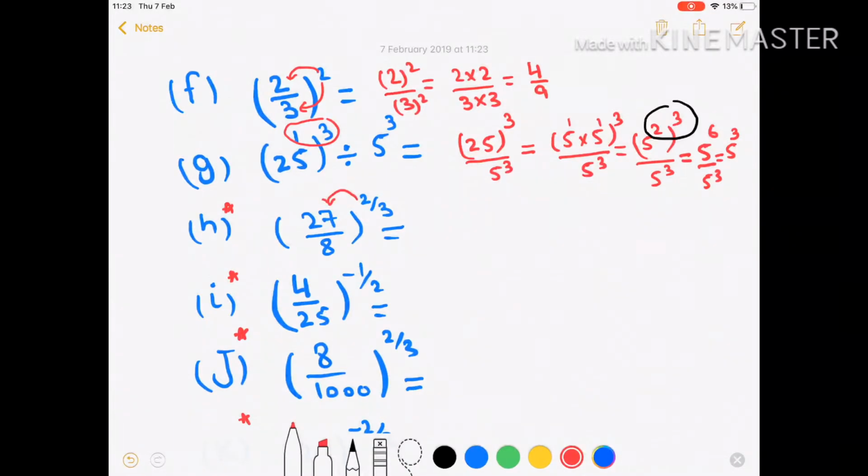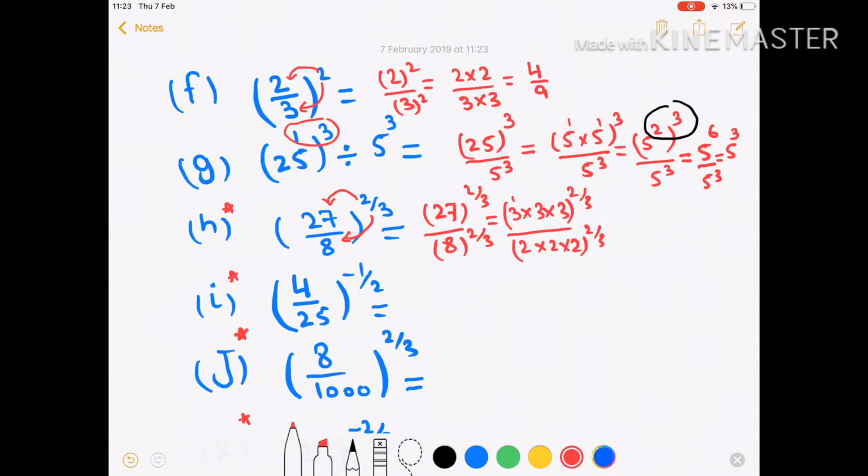Next question, H. Inside the bracket, the power belongs to everything inside the bracket. Just separate them: 27 to the power 2 by 3 and 8 to the power 2 by 3. Then simplify 27: 3 times 3 times 3, and the power is 2 by 3, and simplify 8: 2 times 2 times 2 to the power 2 by 3.